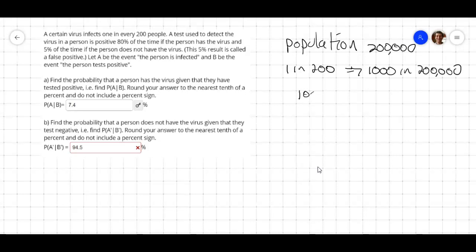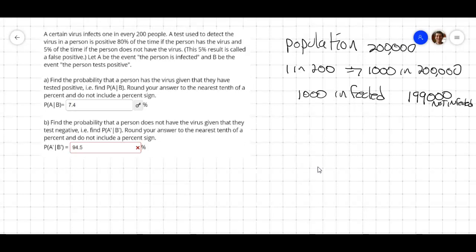So we have 1,000 infected. That leaves 199,000 not infected. And there's our 200,000 people.